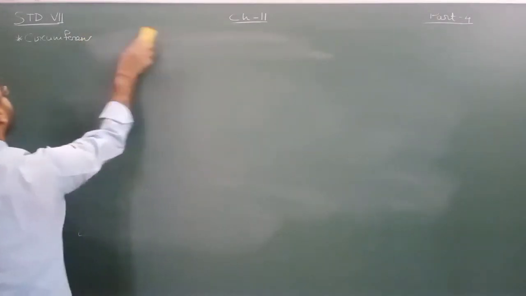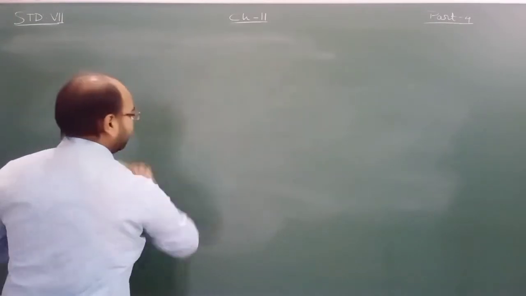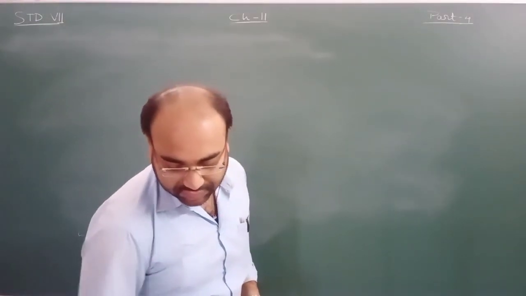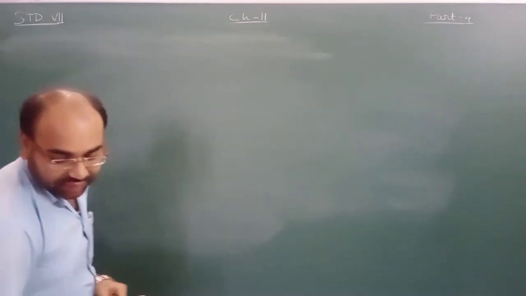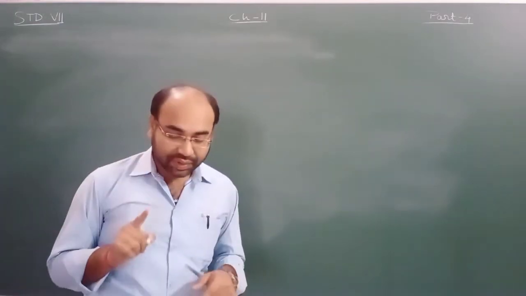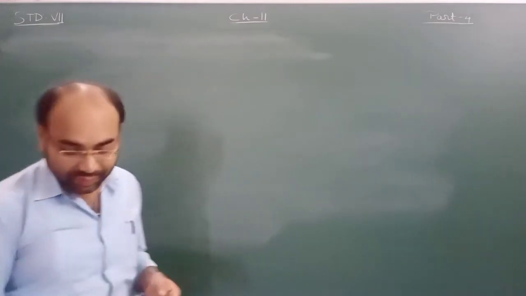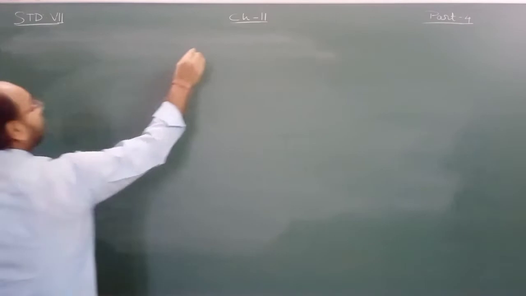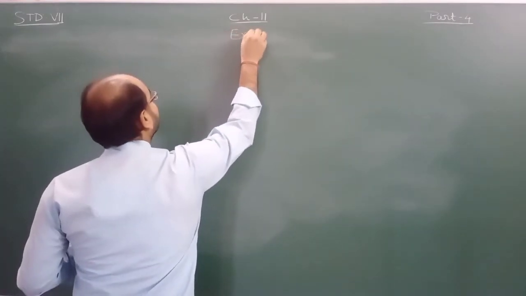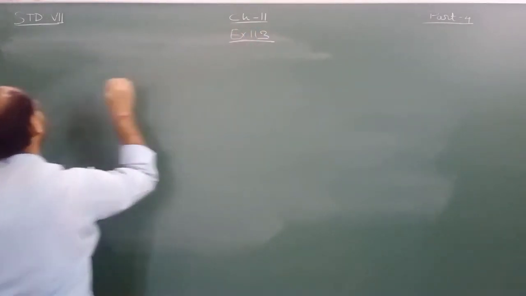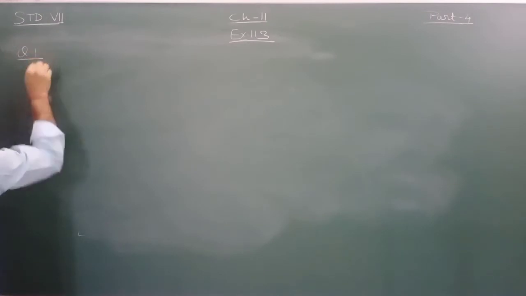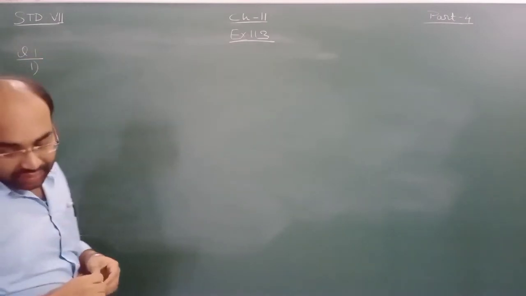If you can see in your exercise 11.3, question number 1, we have to find the circumference of the circle with the following radius. As I told you, the value of pi will always be given, that you have to take pi is equal to 22 upon 7. So exercise 11.3, question number 1, first one.